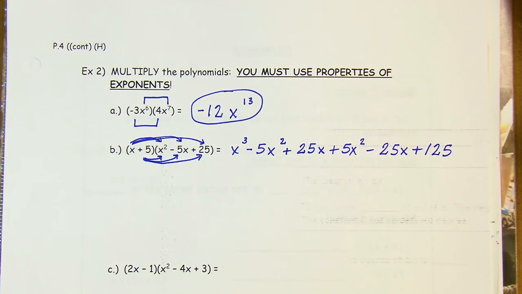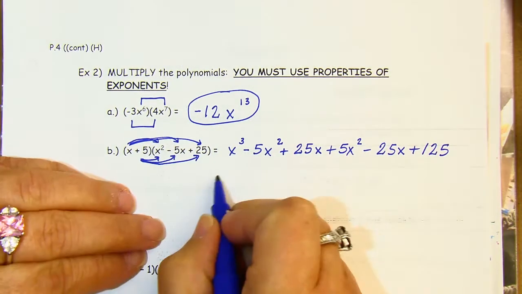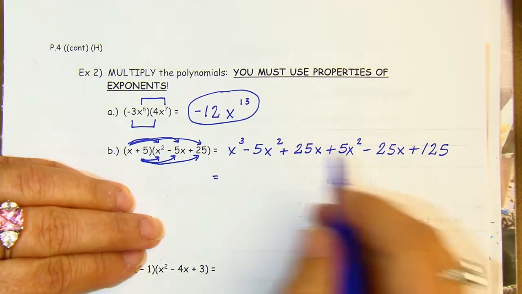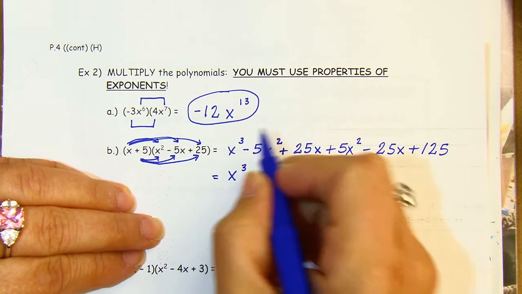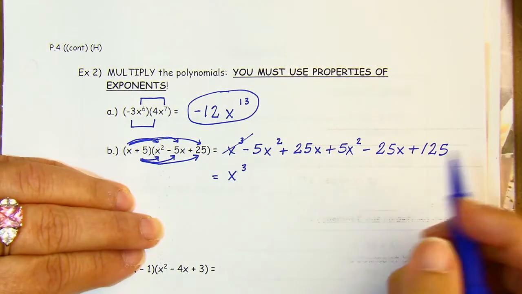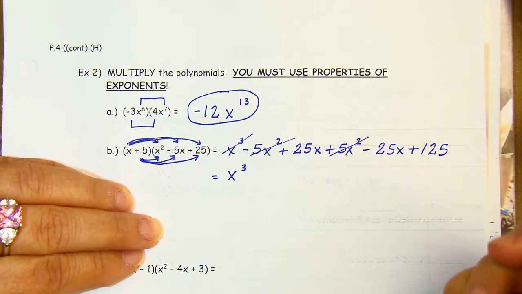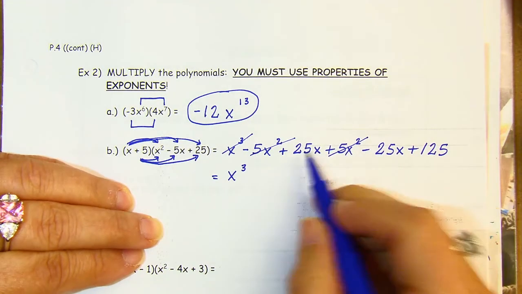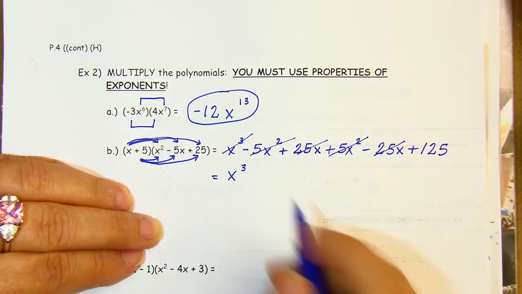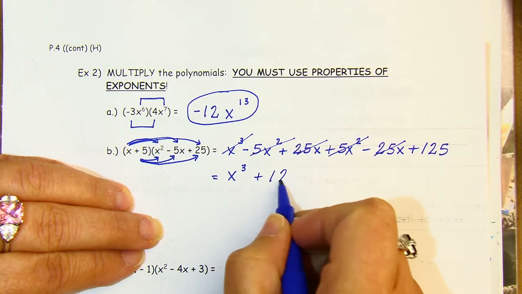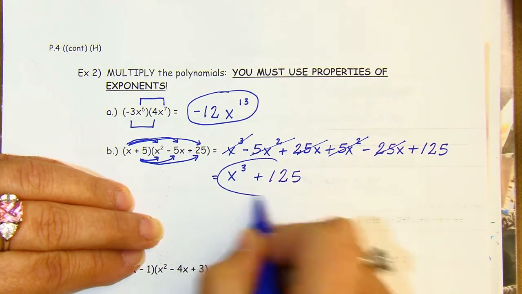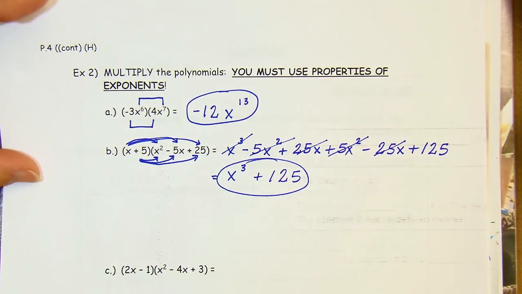Can't leave it like that because you have like terms to combine. So we go highest degree to lowest. It's x to the power of 3. I like to cross it off when I use it. I've got my second powers. Notice they're a pair of opposites, so they are going to sum to 0. My linears are also going to sum to 0, and what's left is my constant. Okay, not too bad.